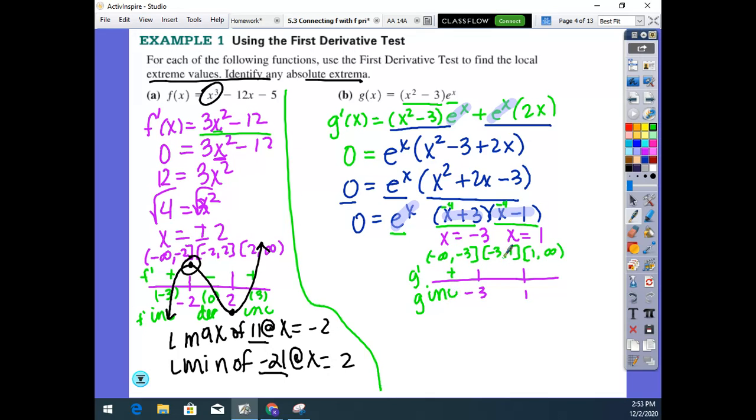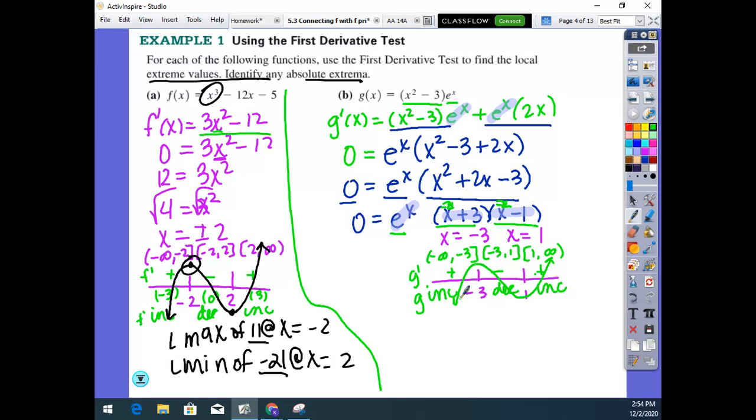Plug 0 in this interval, and that's going to be negative. That means g is decreasing. And plug in 2: positive, positive, positive. So it's increasing. These are all zero slopes. So let's just think increasing, zero slope, decreasing, zero slope. Now it's not exactly going to look like that, but it gives us an idea.